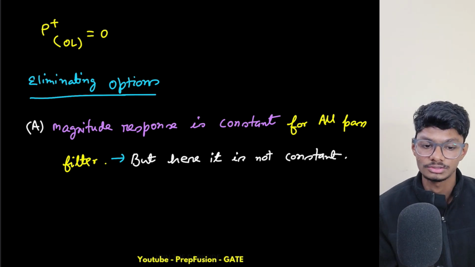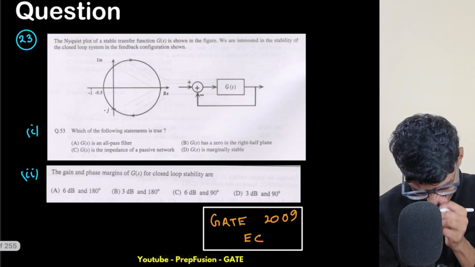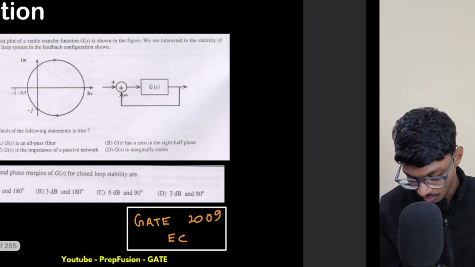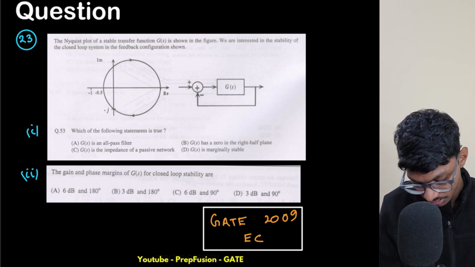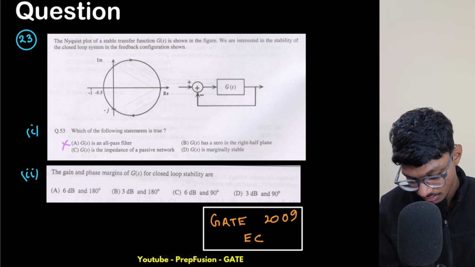Not constant, but here it is not constant basically. So this is one thing. So hence option A is eliminated. Option A is eliminated. So this is gone. Okay, what about option B?